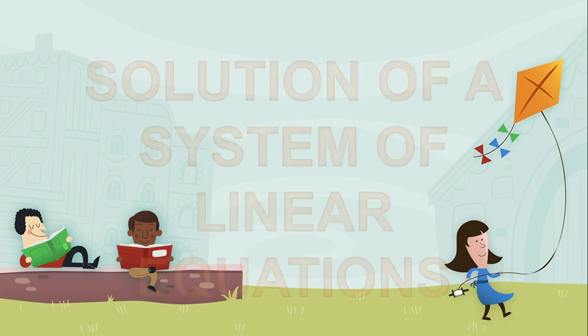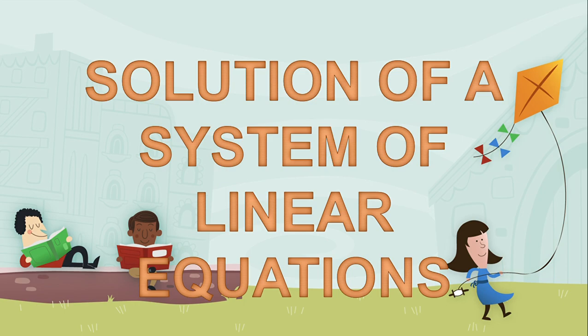Our lesson for today is all about the solution of a system of linear equations. To solve a system of linear equations is to find its solution. However, while some systems have an infinite number of solutions, others may have only one solution or may have no solution at all. A system of linear equations can be shown by two or more lines in the coordinate plane.